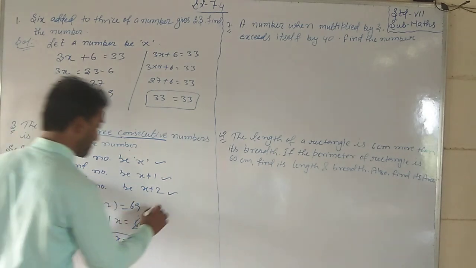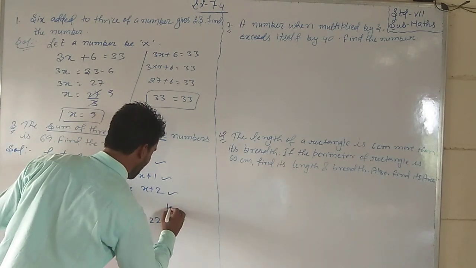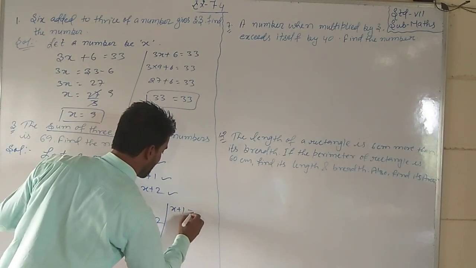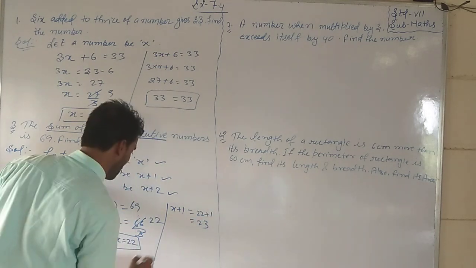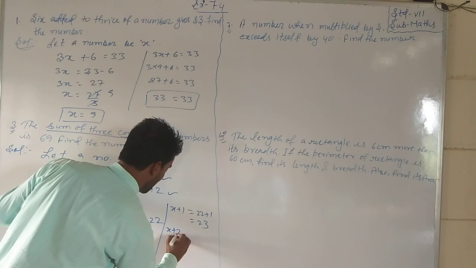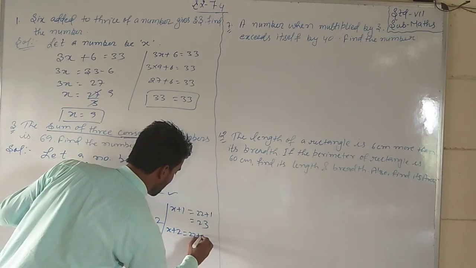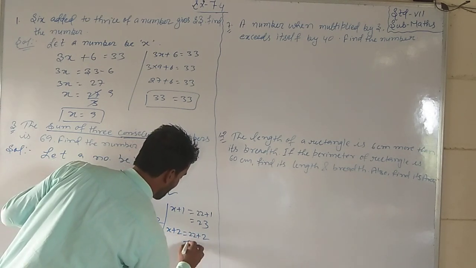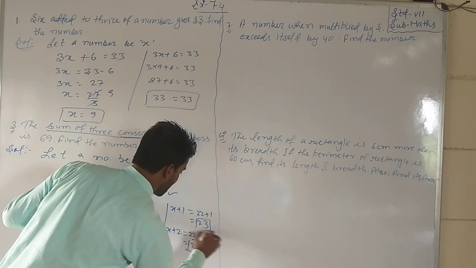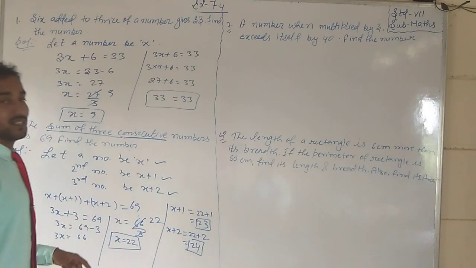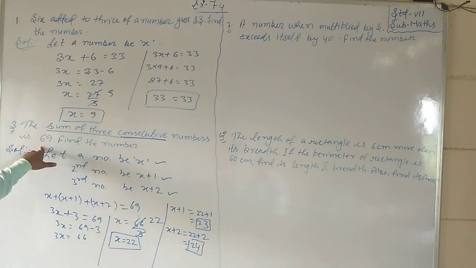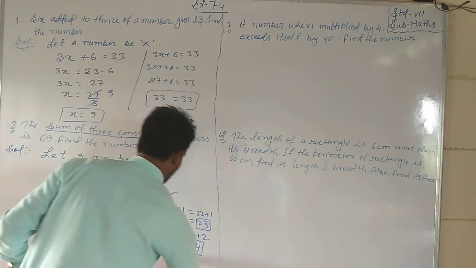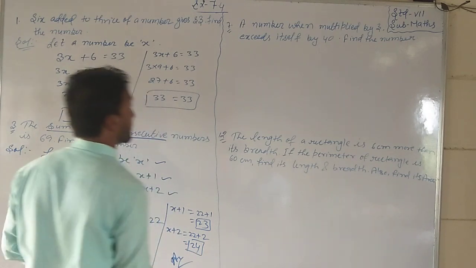Second number x plus 1. So we can say that 22 plus 1 is equal to 23. In the same way, the third number is equal to x plus 2, then 22 plus 2 is equal to 24. It means 22, 23 and 24. These three numbers are consecutive numbers whose sum will be found as 69. I hope you all understood very well.